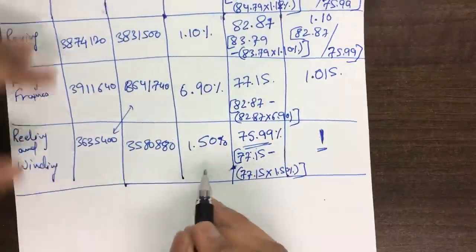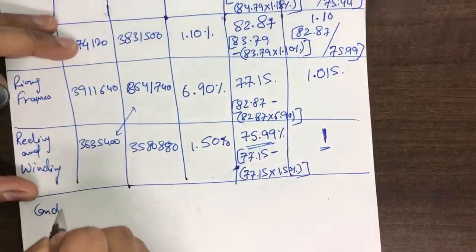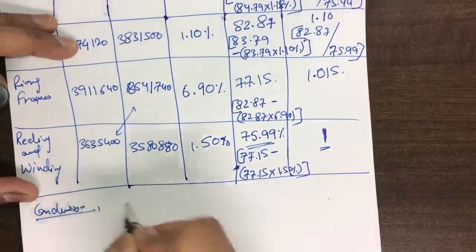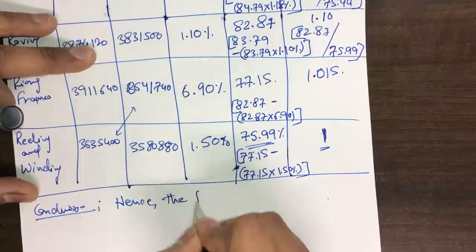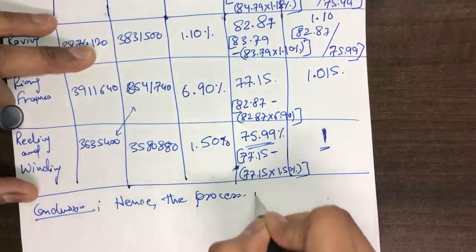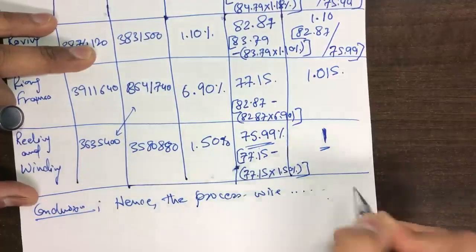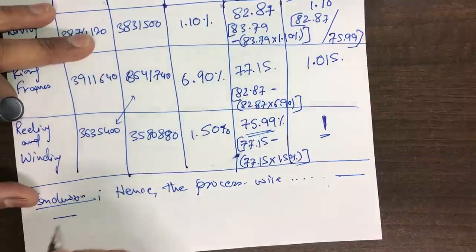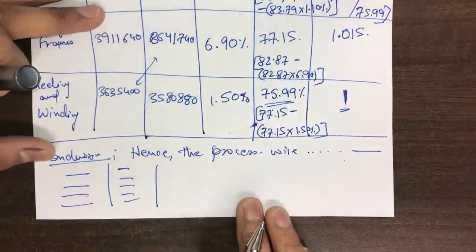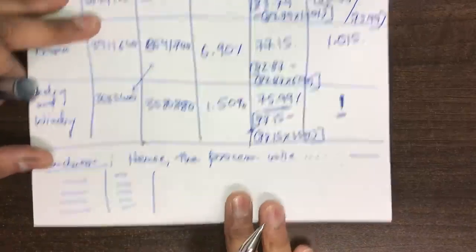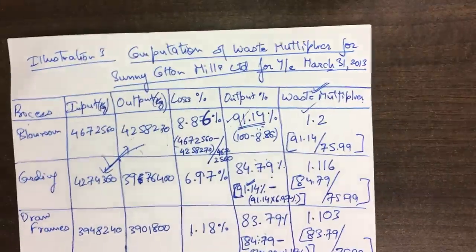Now, in the conclusion, you can write that hence the process-wise waste multiplier is computed as under. You have to write all the processes and you have to write the waste multipliers to conclude your answer. So yes, this is an important topic. I hope you understood it well.